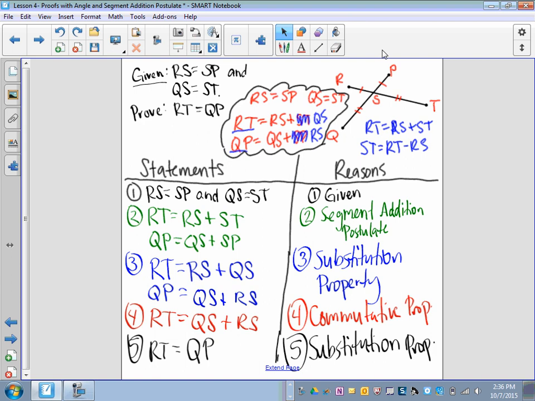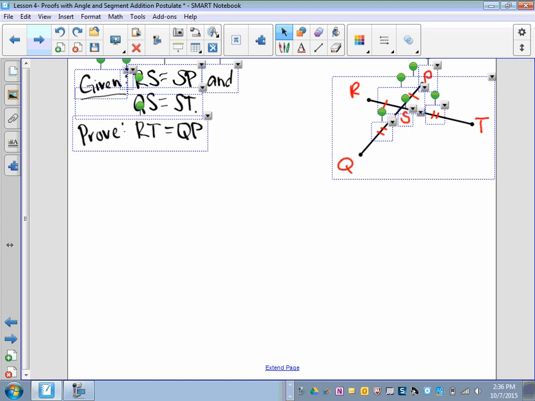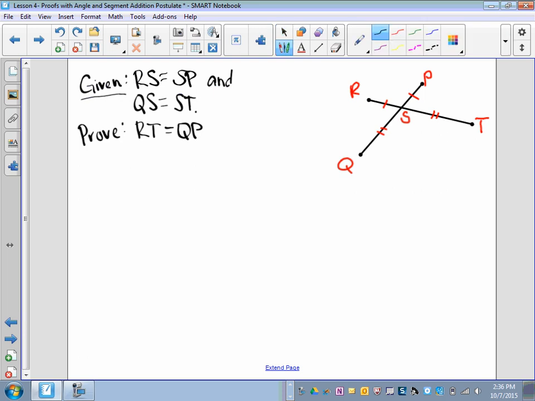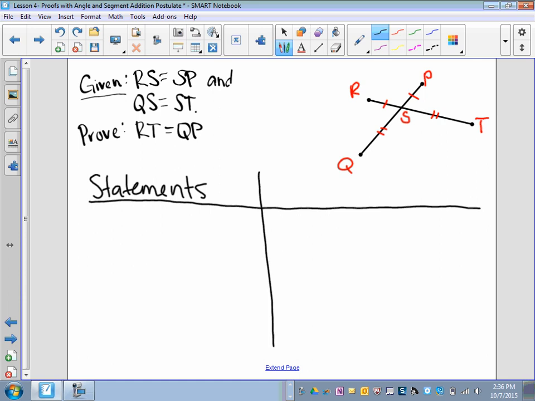Okay, so let's take a look at how the book does it. I've gone ahead and copied it over. If you want to do it below it, or if you just want to watch, that's fine. Okay, so again, we start off with our statements and our reasons. And again, the first statement that it did was given. We have the measure of RS equals the measure of SP, and the measure of QS equals the measure of ST. That's our given.